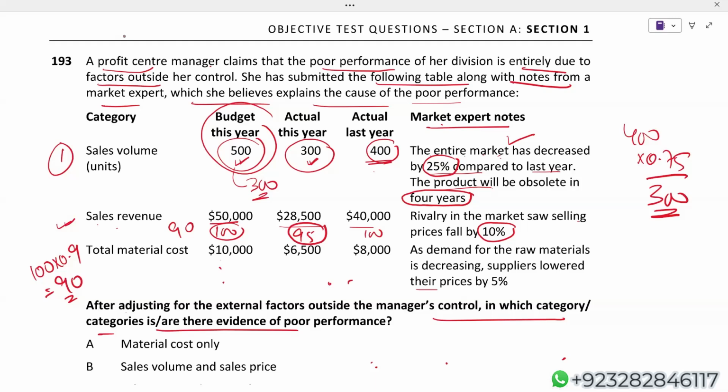Material cost: 10,000 divided by 500, I'm getting 20. 6,500 divided by 300 units, I'm getting 21.67. As demand for the raw material is decreasing, the supplier lowered their prices by 5%. Now, this is something very interesting.